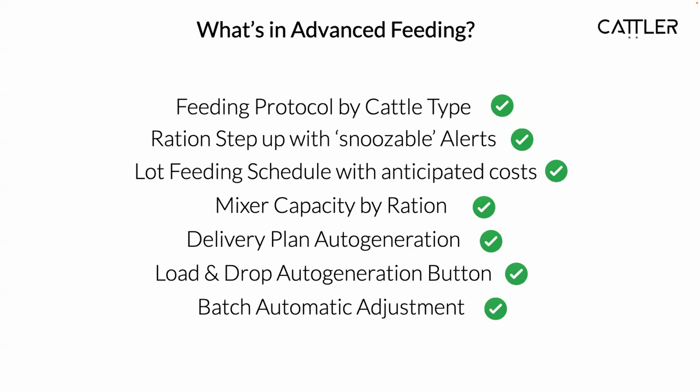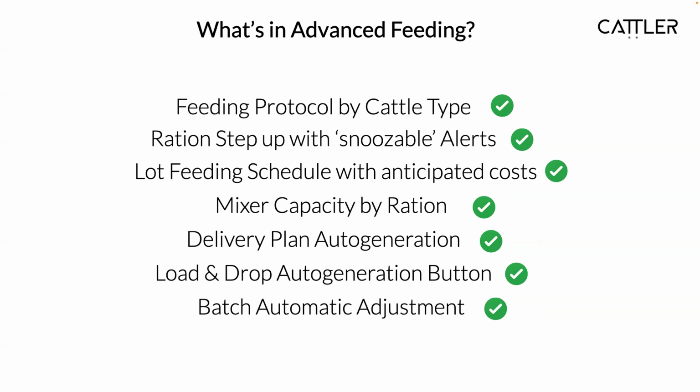It's a big thing. All the feeding protocol by cattle type, the concept of cattle type, the ration step ups with snooze alerts that will appear on the yard sheet and on the bunk score. The lot feeding schedule, which gives you anticipated costs. Being able to define the capacity of the mixer on a per ration basis, depending on how much dry matter it has, so it tops up a mixer differently depending on what you're putting in it.